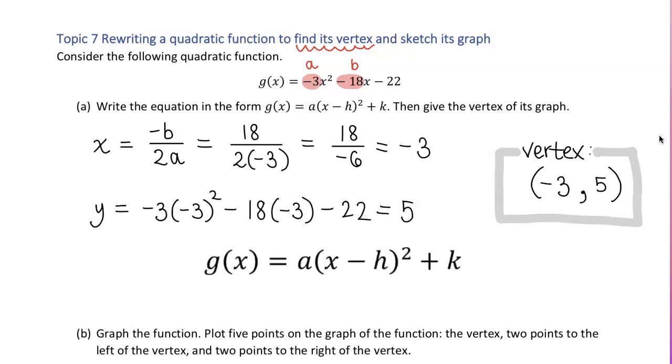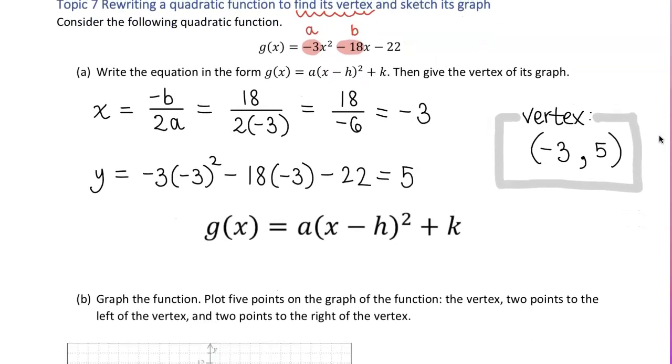Now what I want to tell you is that we know everything that needs to go in here, okay? First of all, do we know what a is? Yes, we do. We said, look at that red highlight. We know that a is negative 3. We never really said what h is, but h is the x-coordinate of the vertex. Okay? So h stands for the x-coordinate of the vertex, which is negative 3. Lastly, the k is the y-coordinate of the vertex. So all we have to do is plug them in.